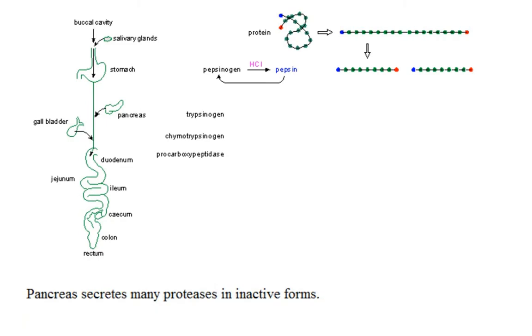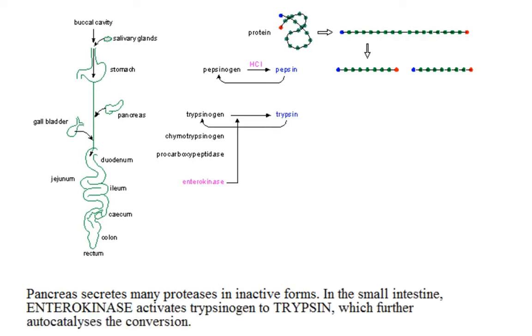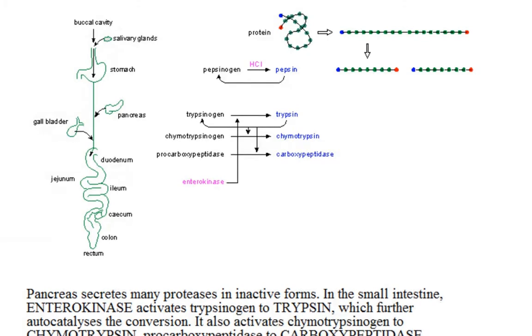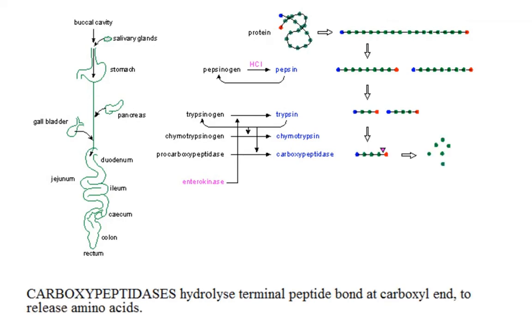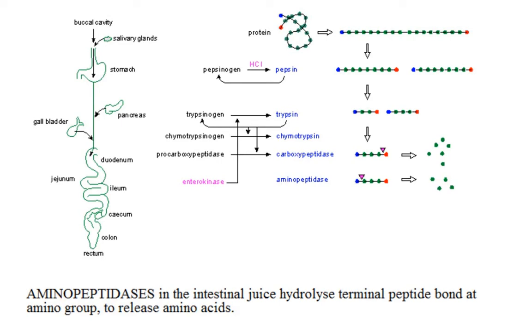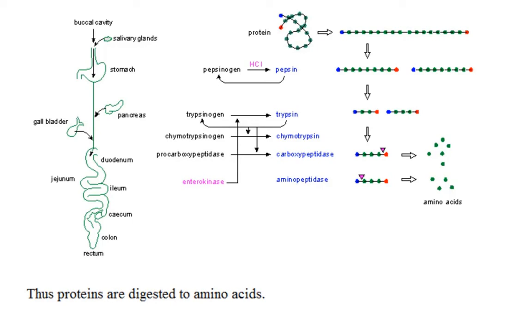Pancreas produces trypsin, chymotrypsin, and carboxypeptidase. Trypsin and chymotrypsin hydrolyze proteins to smaller peptides. Carboxypeptidases release amino acids from the carboxyl end. Aminopeptidases release amino acids from the amino end. Thus, proteins are digested to amino acids and absorbed into the blood.